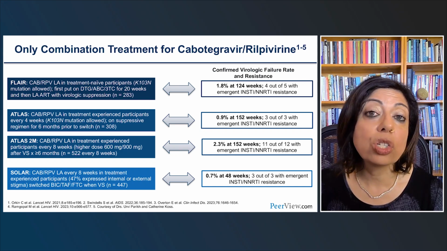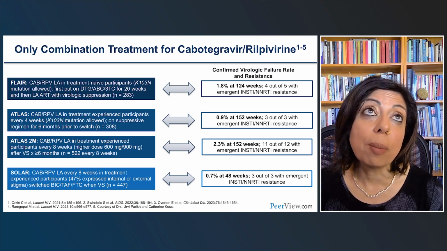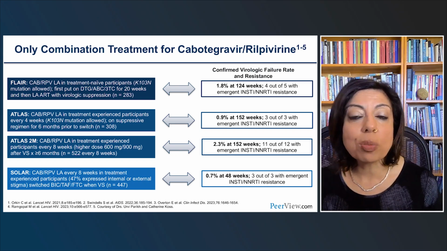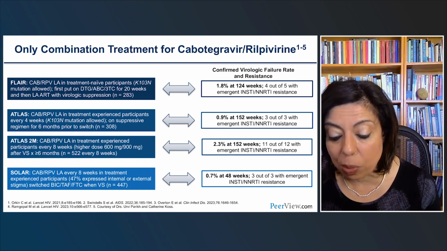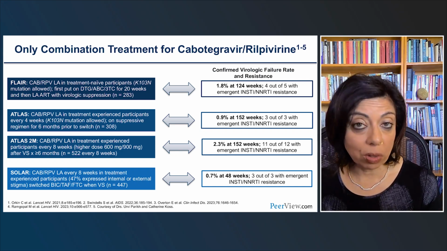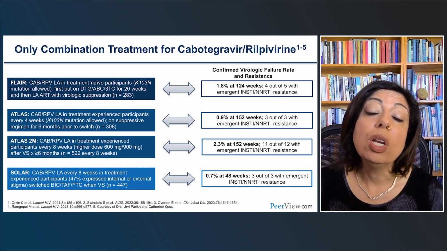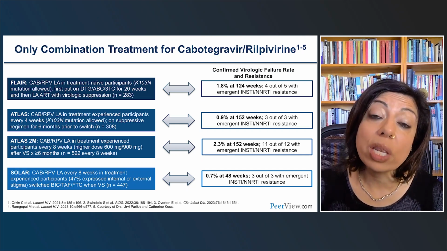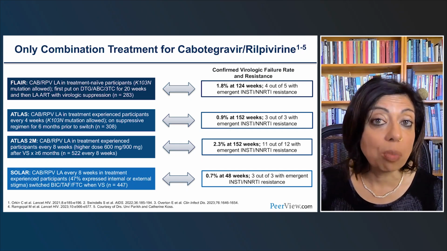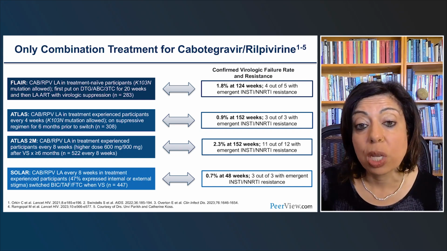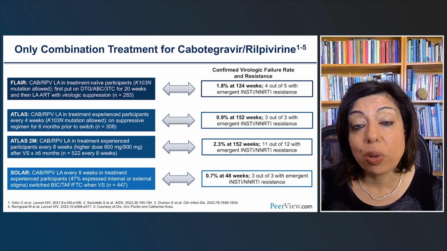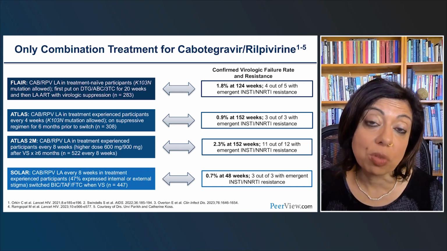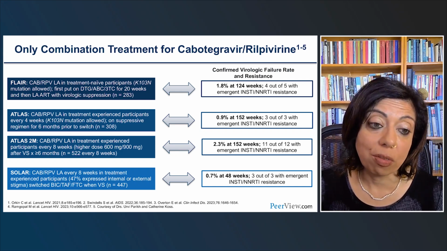The ATLAS and ATLAS 2M studies were designed using cabotegravir and rilpivirine in those who were virologically suppressed on the regimens that they were already on. They were taking stable antiretroviral therapy, stably virologically suppressed, and then switched over to the long-acting cabotegravir and rilpivirine. In ATLAS, it was every 4 weeks, and in ATLAS 2M, the cab-ril was given every 8 weeks at a higher dose. Again, low rates of confirmed virologic failure out to 152 weeks, though there is a potential for the development of resistance in those who virologically fail.